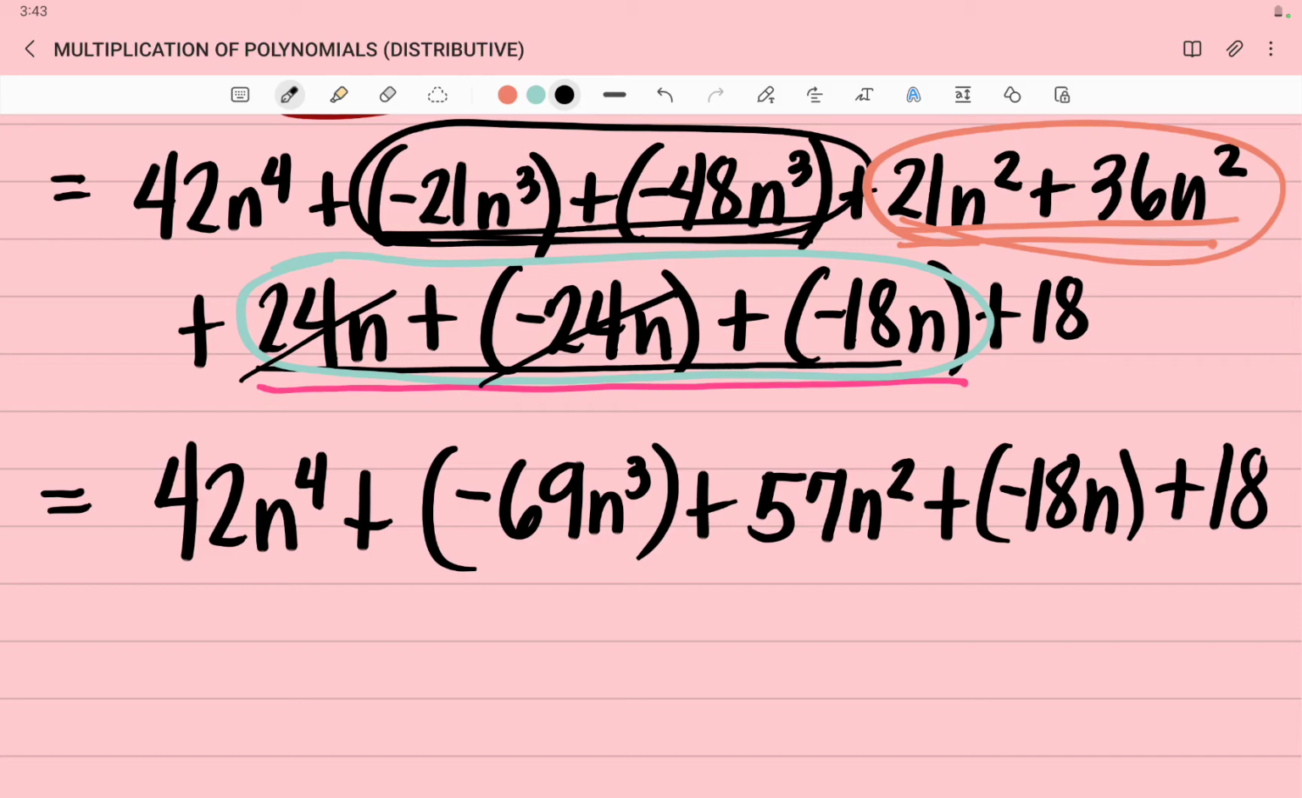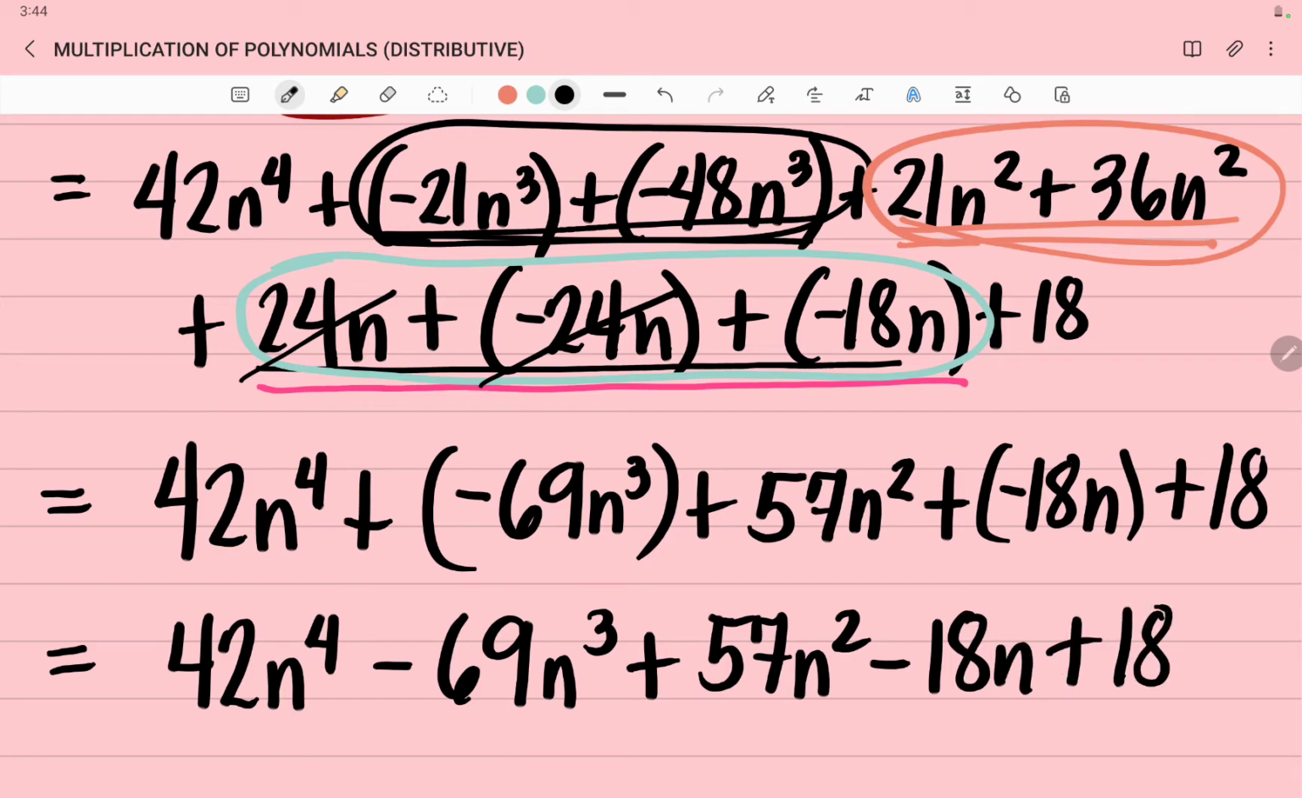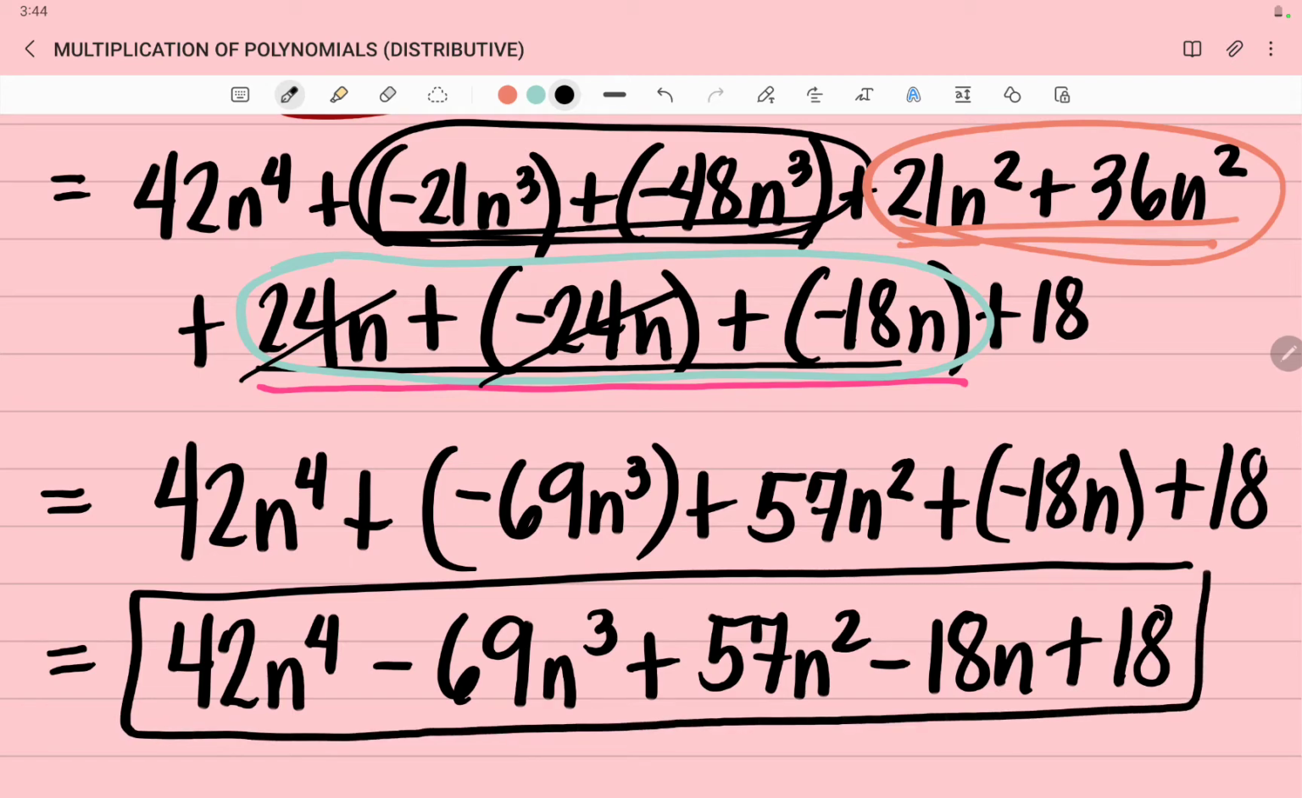Okay? Next, let's have our final answer. So, we have now 42n⁴ minus 69n³ plus 57n² minus 18n plus 18. So that is our final answer.